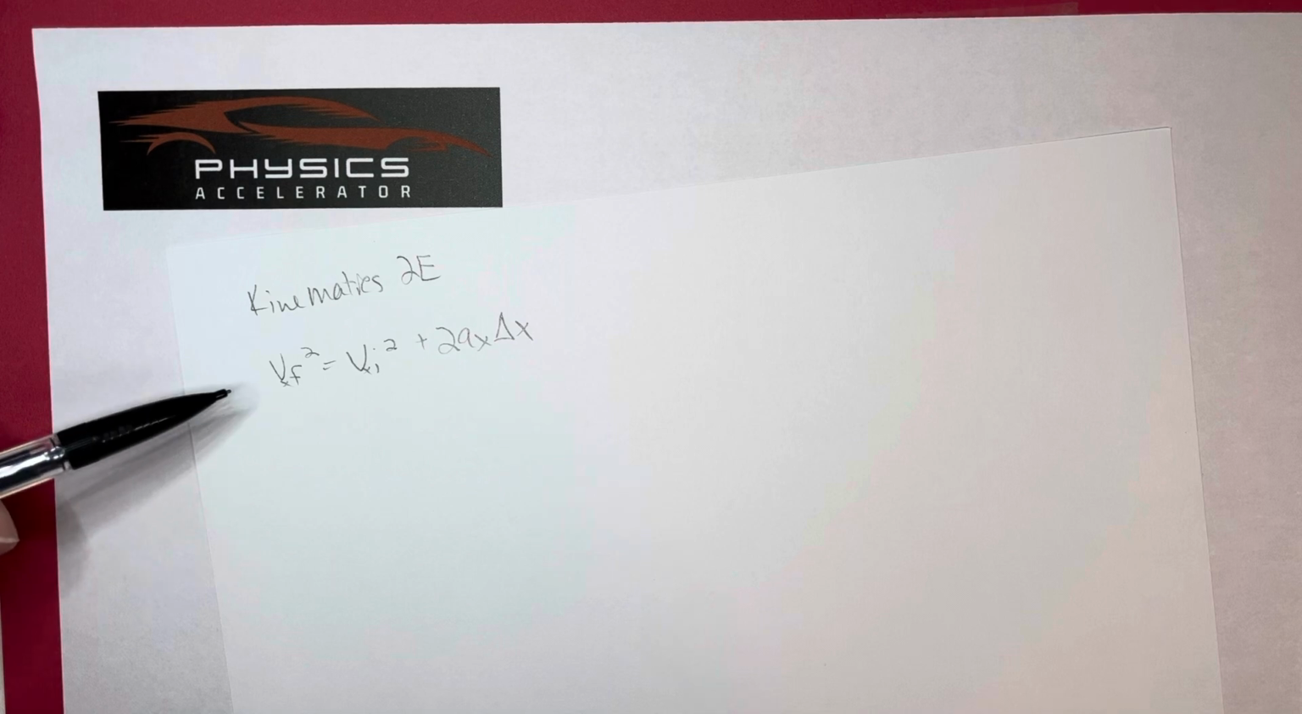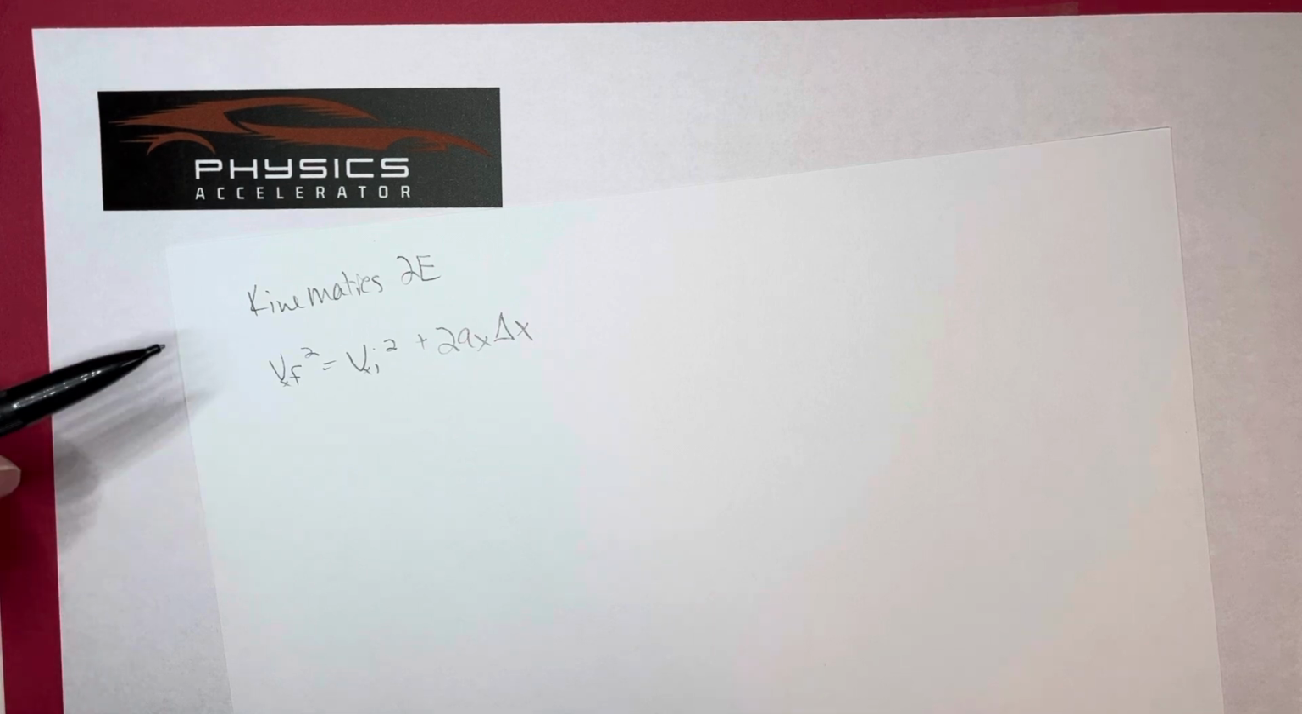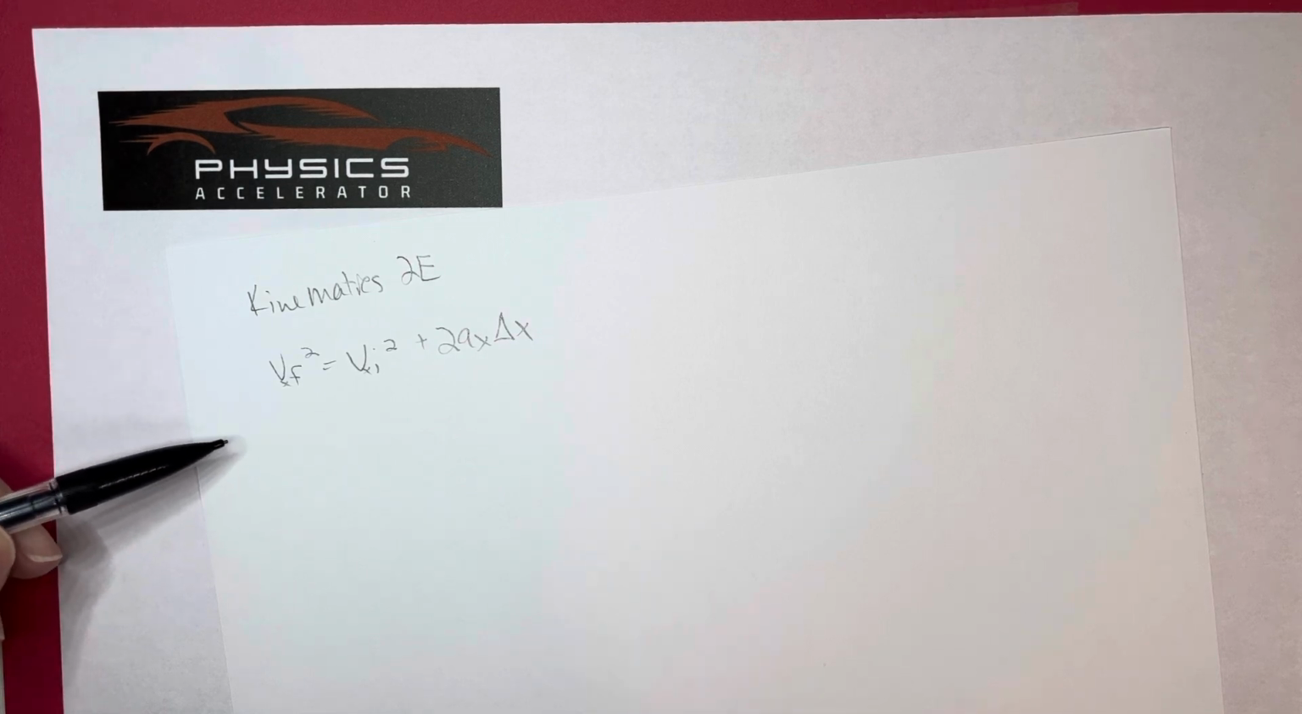Okay, Physics Accelerator module, we're calling this one Kinematics 2E. We're looking at this equation for constant acceleration, and if you're one of my students, we'll be calling this equation 4. What we're asked to do is find the initial velocity in this situation.